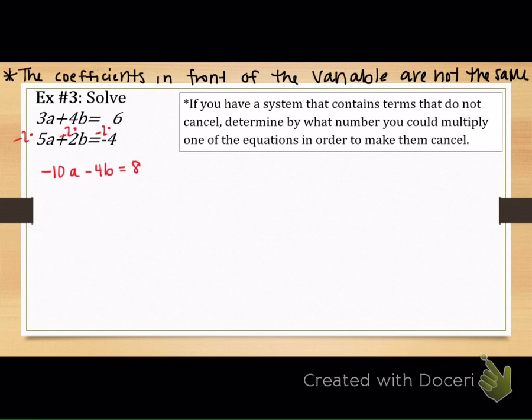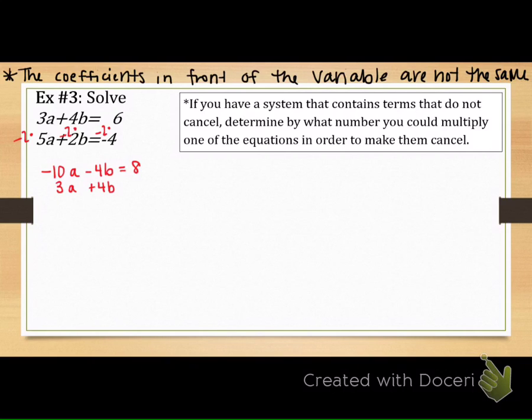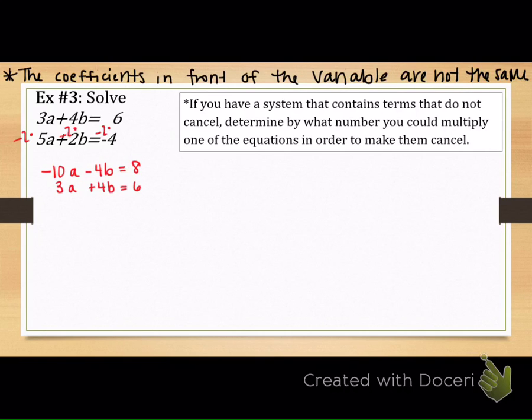And then I need to line up my variables. So a needs to line up with a, b needs to line up with b, and the constant needs to line up with the constant. So I just rewrote this equation, making sure that my variables are lined up, that are the same. So when I add them, I'm actually adding like terms.